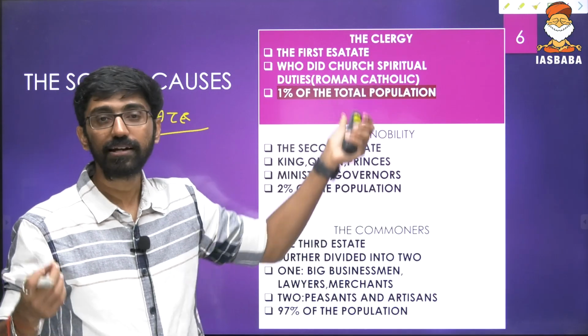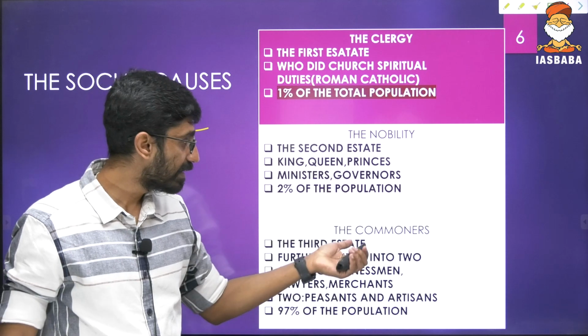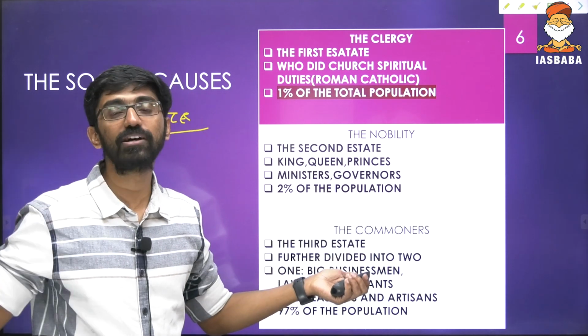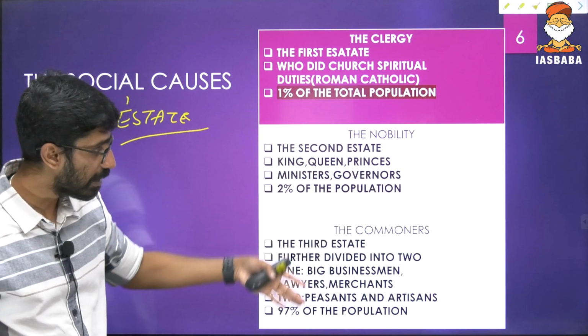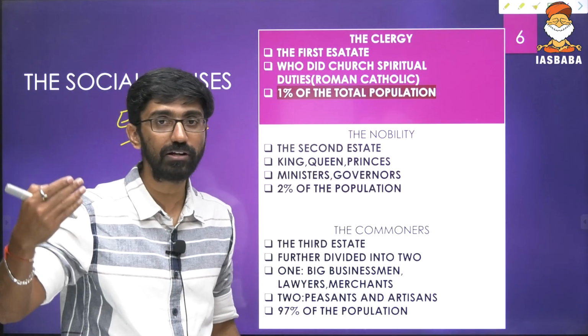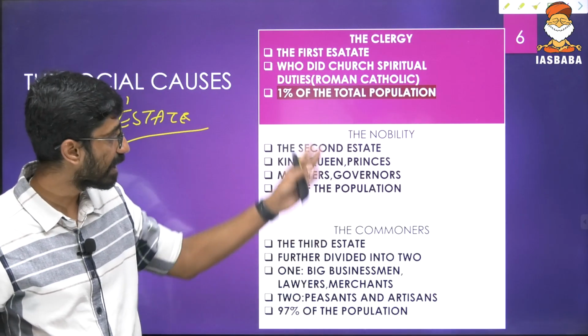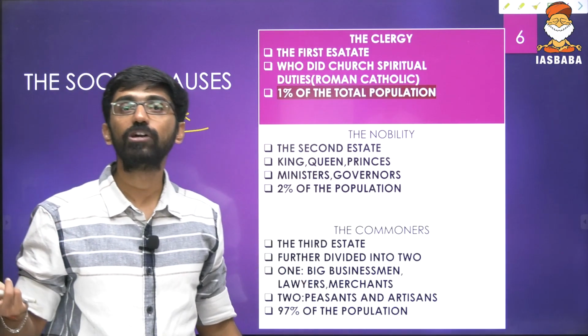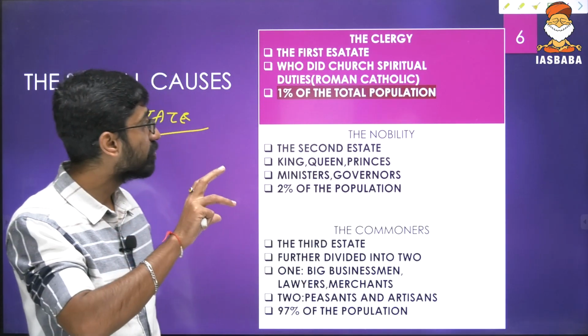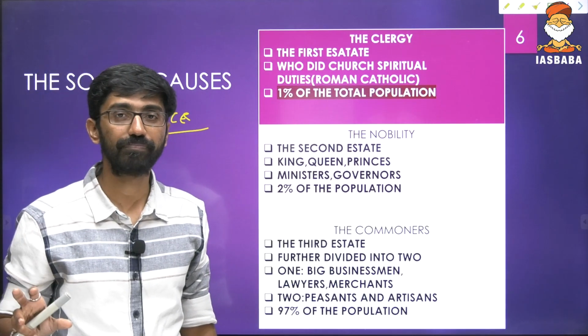We can say clergy, it is the priestly classes. Then again the commoners, we call them Vaishyas and Shudras, and the priestly class we call as Brahmanas. And in the same way, we had a fourfold division. Here it is a threefold division: the first, second, and third estate. And over this clergy, they did the church spiritual duties. And look at their population; they were only 1% of the population.